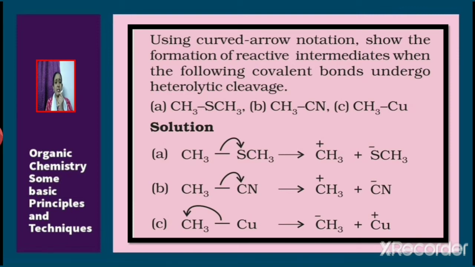Now consider the second case, CH3CN. Here the bond breaks in such a way that the shared pairs of electrons is with the CN group. So we get methyl carbocation CH3+ and CN-. Now consider CH3Cu. Here copper is more electropositive than carbon, or carbon is more electronegative than the metal copper. So the bond breaking will take place in such a way that the shared pairs of electrons is with carbon. As a result of heterolytic bond breaking, here in this case we get methyl carbanion CH3- and Cu+.